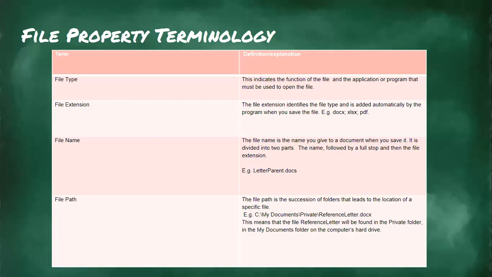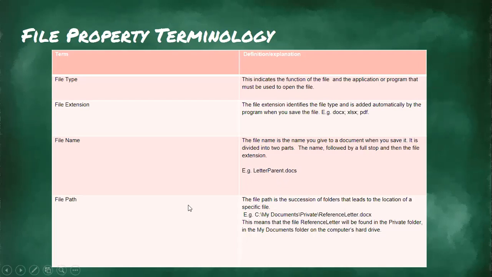The file extension identifies the file type and is added automatically by the program when you open or save the file. Then let's look at the file name. It is the name you give to your documents when you save them so that you can remember what the document is called. It is divided into two parts: the name, followed by the full stop, then the file extension. For example, letter parents.docx tells you the type of the document. This is a Microsoft Word document. The name of the file is letter parents. So you know that you can only use Microsoft Word to open this file.